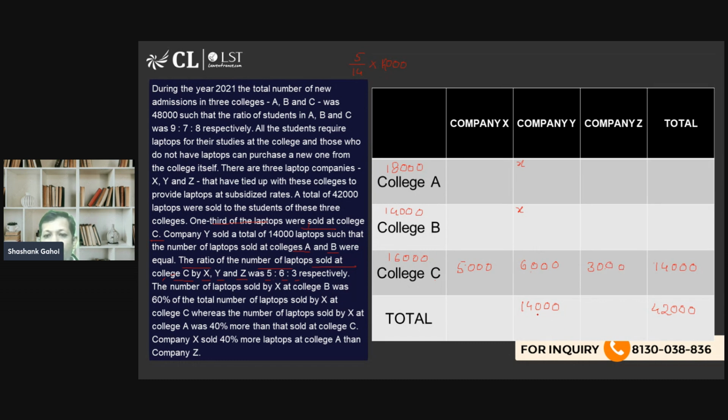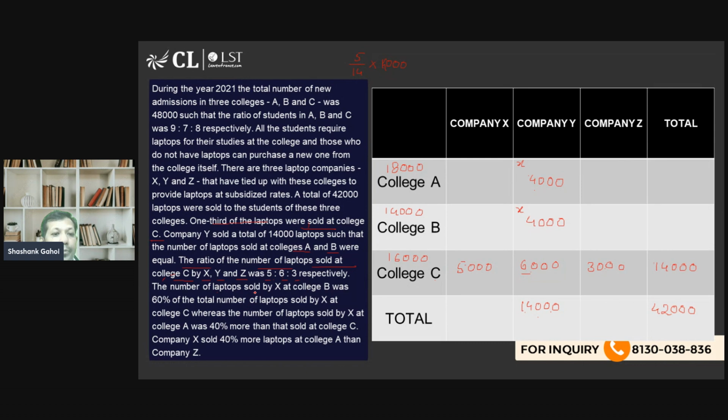Now, company Y sold a total of 14,000 laptops. Out of that, it sold 6,000 in C. So what is the remaining value? That is 8,000. And it sold an equal number in A and B. So both values are going to be 4,000 and 4,000. Okay, so this is what we have got so far.